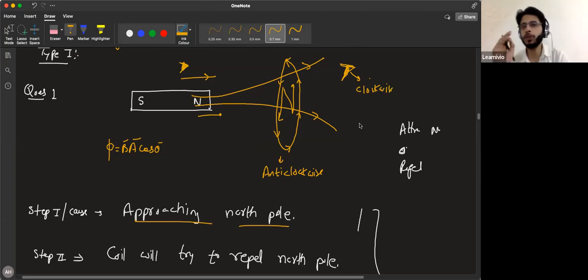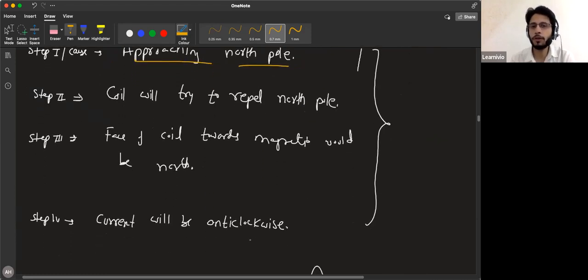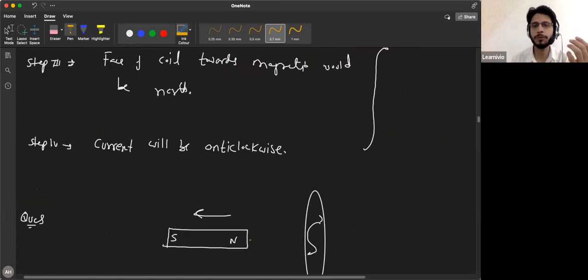So if in the question an eye is given, then write your answer with respect to that eye. This is the eye. It does not look like an eye, but this is an eye. If the eye is not given, then assume that your eye is towards the magnet. So the coil will try to repel it, the face of the coil towards the magnet will be north, and the current will be anti-clockwise. This is how we solve these types of problems.